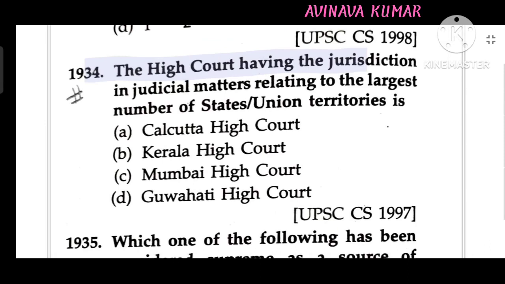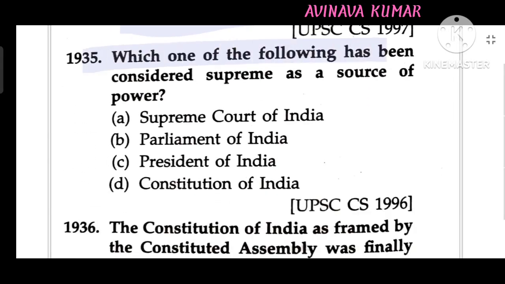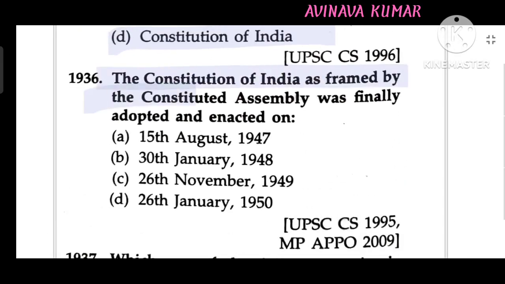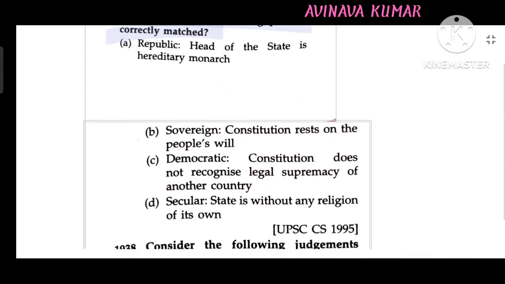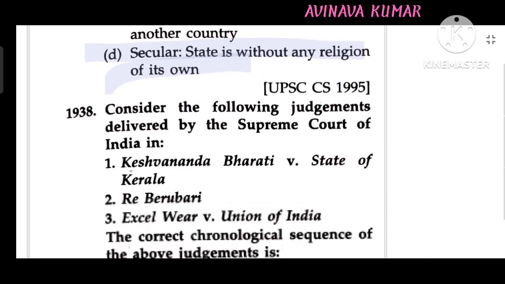The High Court having jurisdiction over the largest number of states and union territories is Guwahati High Court. Which one of the following has been considered by Supreme Court as a source of power? Constitution of India. The Constitution of India, framed by the Constituent Assembly, was finally adopted on 26 November 1949. Which one of the following pairs is correctly matched? Only D. Secularism: state is without any religion, it is correctly right.